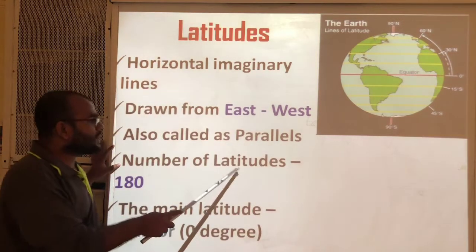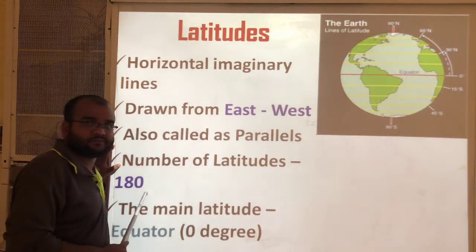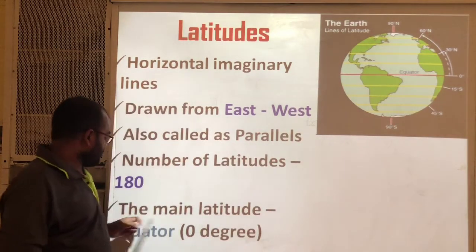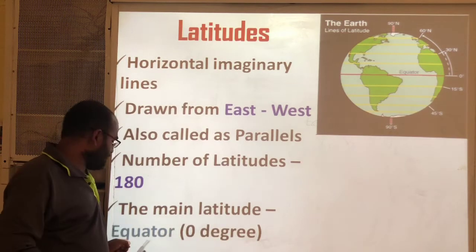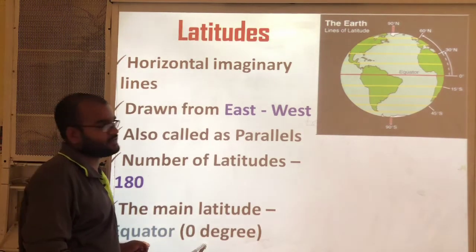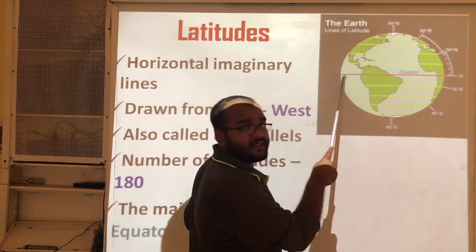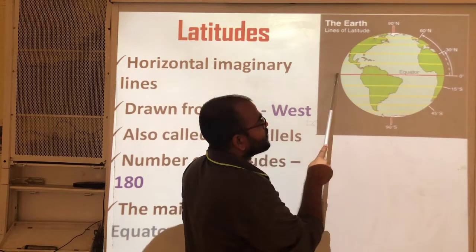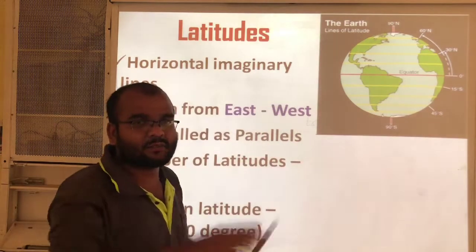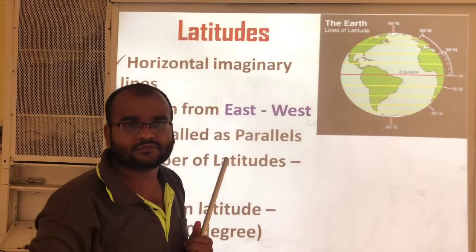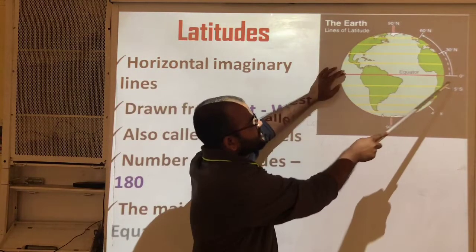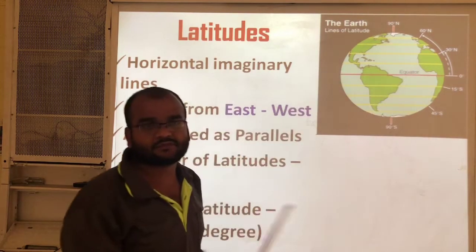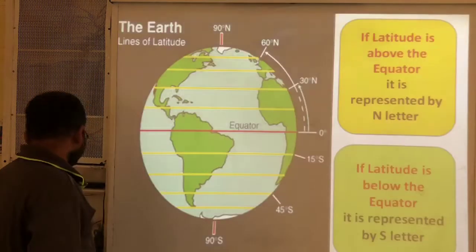Next, the number of latitudes is 180. Here the total number of latitudes is 180. The main latitude is the equator, that is 0 degrees. Here you can find one red color line, that is 0 degrees. That passes through the middle of the earth, that means the globe. So that's why the 0 degrees horizontal line is called the equator. Next.